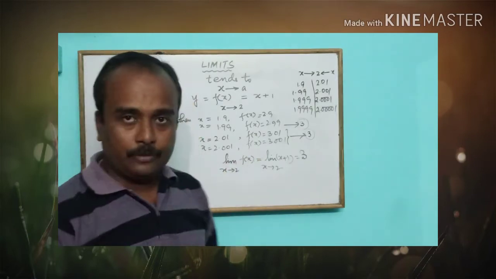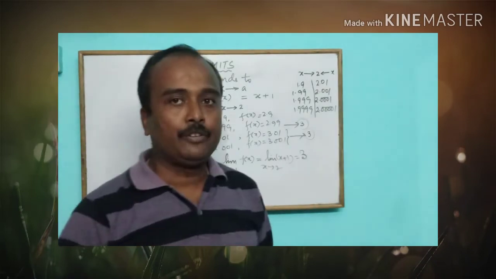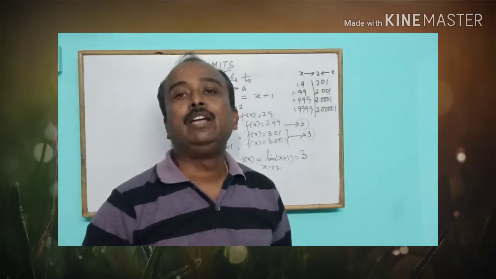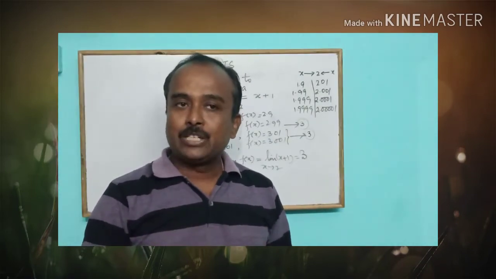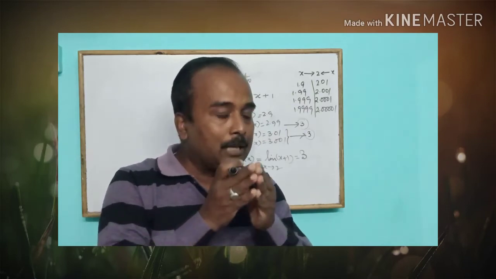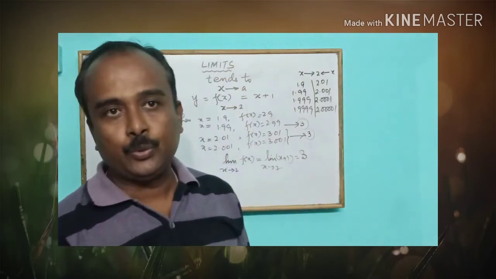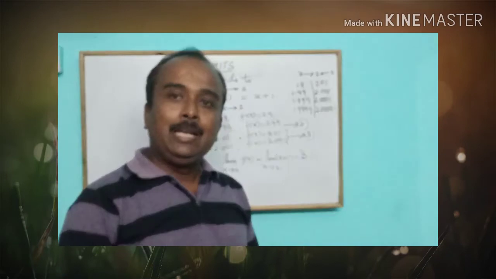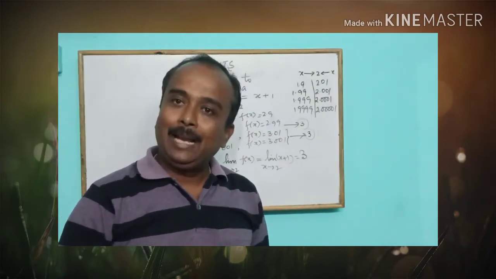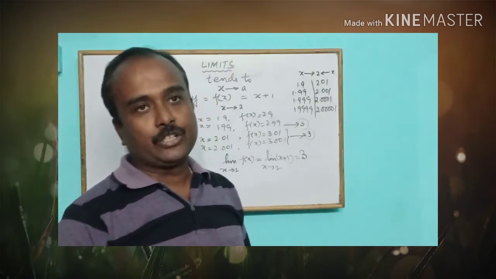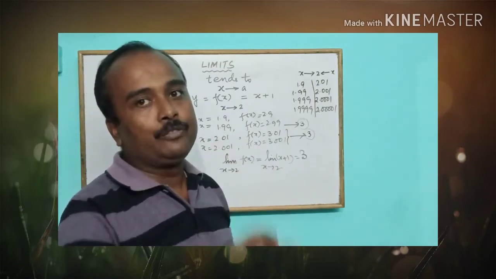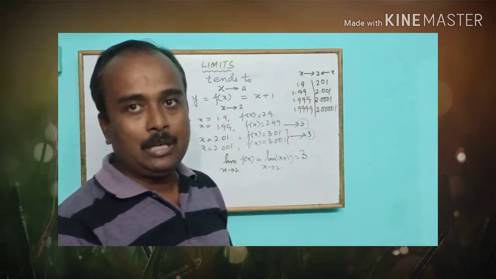Well, we should not confuse between the limit of a function and the functional value. Limit of the function is the value where the function approaches to, and functional value is where we directly put the value and get the exact value of the function.